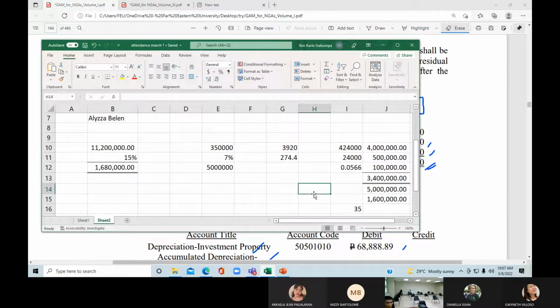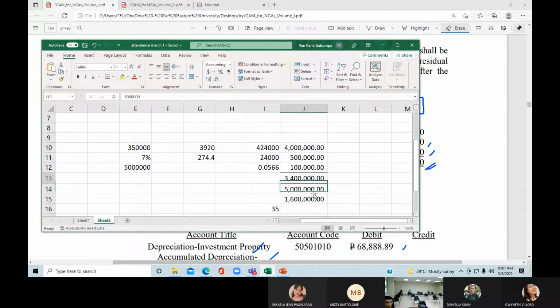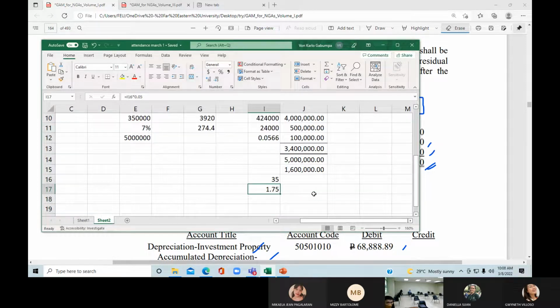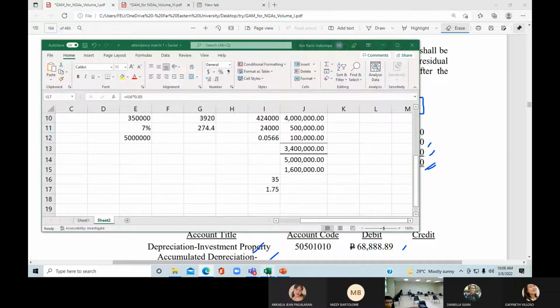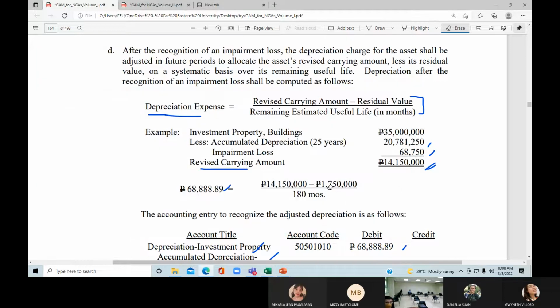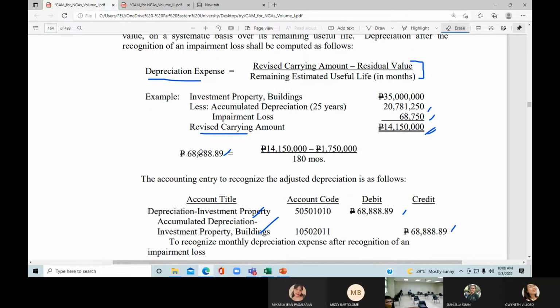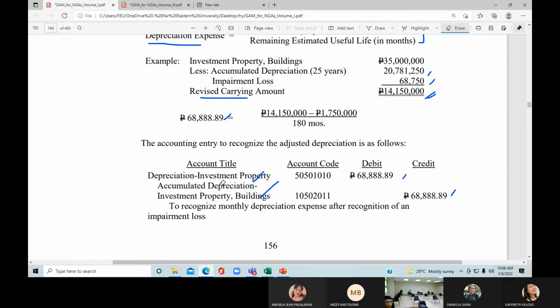Ng 35. Tama, 35 million times 5%, 1,750,000. So, subtract mo dito sa carrying amount, yung residual value, divide mo sa remaining useful life in months. So, ito yung depreciation per month. Paano i-record yan? Alam mo na rin. Depreciation, debit, credit, accumulated depreciation.